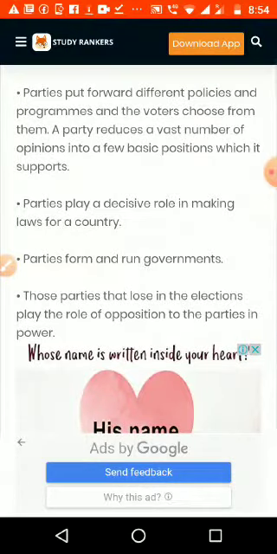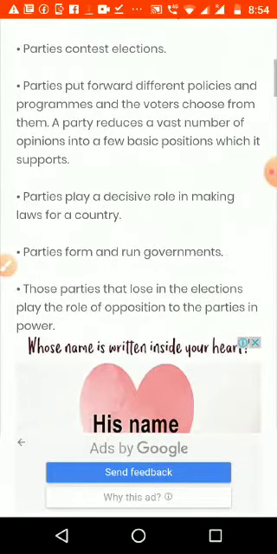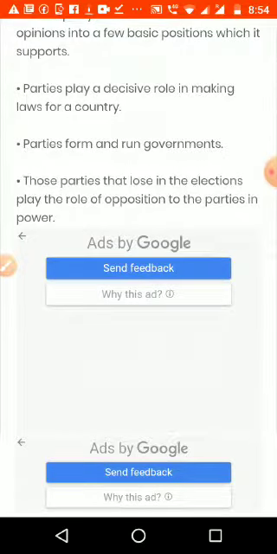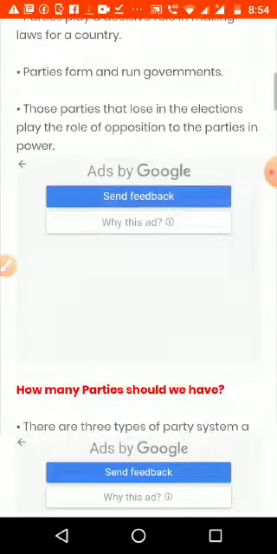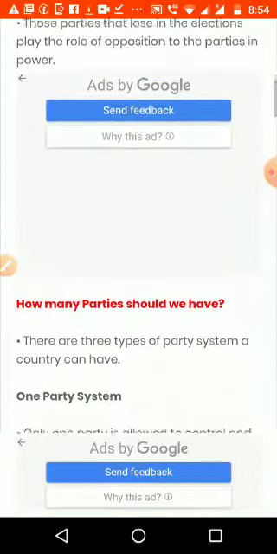Parties play a decisive role in making laws for a country. Then parties form and run governments. The parties that lose in elections play the role of opposition to the parties in power.